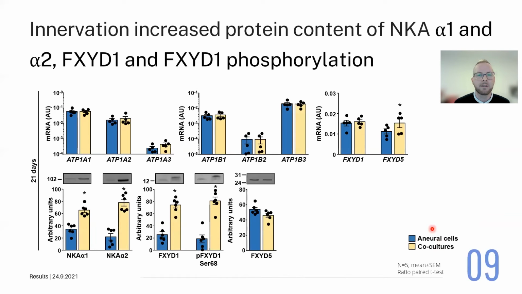Afterwards, we looked at the expression of NKA subunits and FXYDs. On the mRNA level, we did not observe any changes in expression of NKA subunits, both alpha and beta. We did not see any change in the mRNA expression of FXYD1. We did see a slight increase in mRNA expression of FXYD5, but conversely on the protein level we saw a significant increase in protein content of NKA alpha-1, alpha-2 and FXYD1, but FXYD5 remained unchanged.